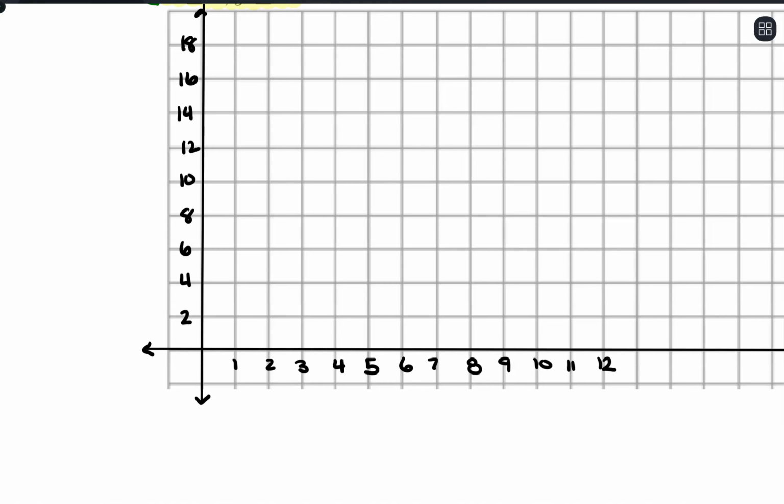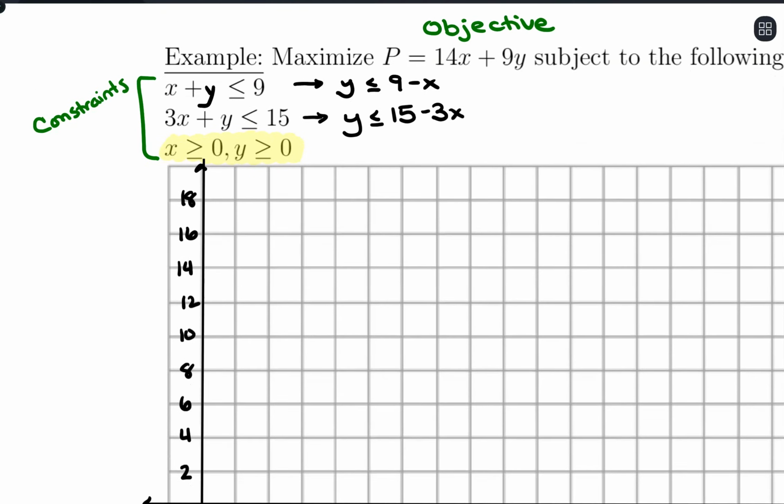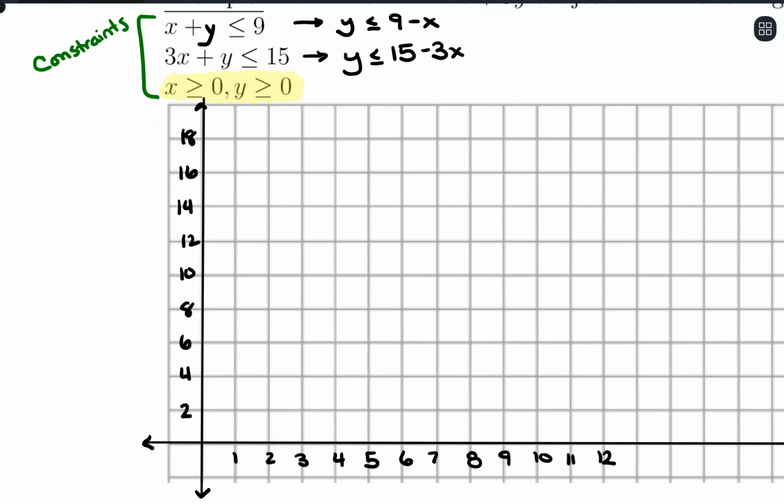Okay, so let's graph these linear inequalities. y is less than or equal to 9 minus x. So we're at 9 and we have a slope of -1. So let's see, I'm going to go down 1, right 1. So just paying attention to the units that I used here. So down 1, right 1.